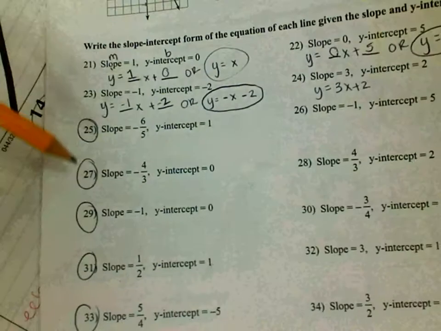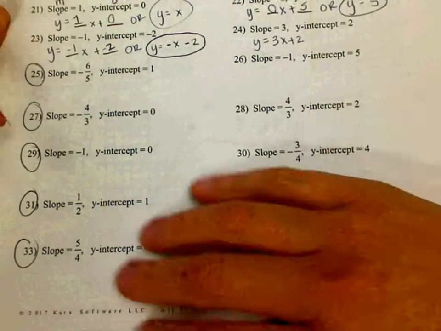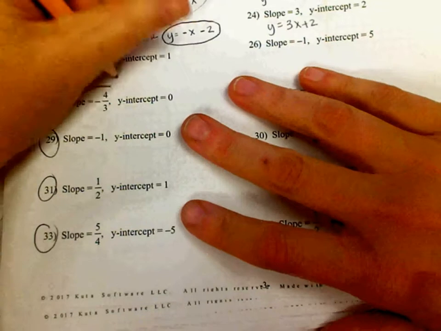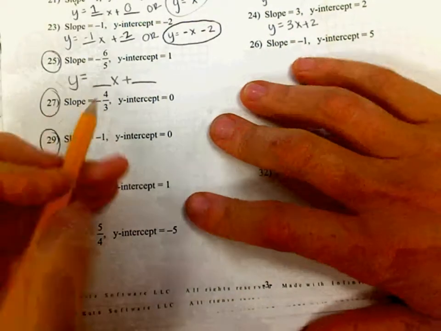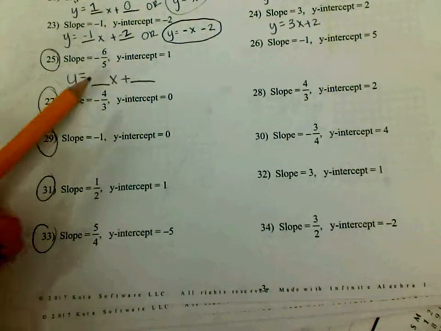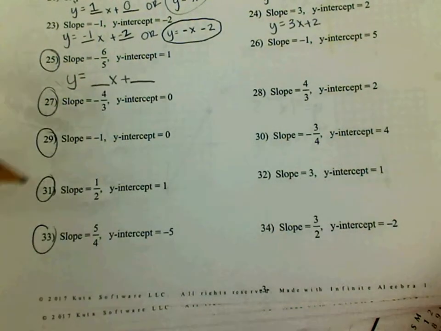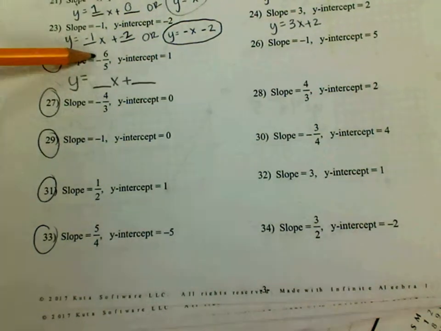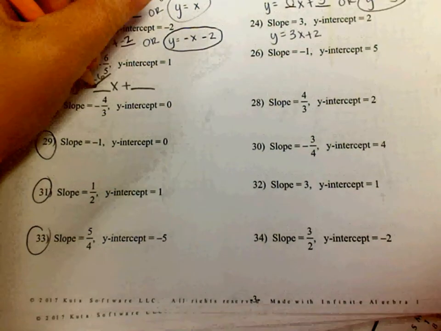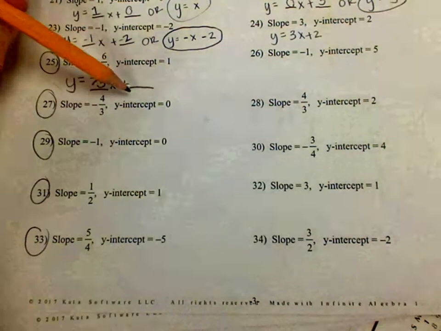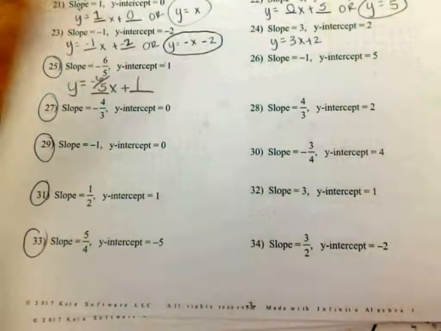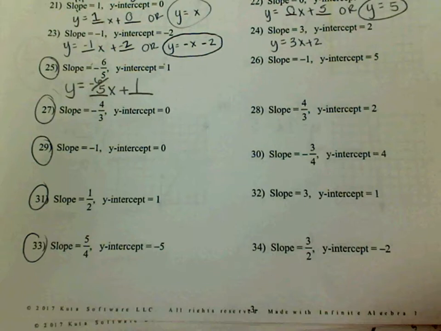Now they give us the slope and the y-intercept, and we're just going to fill in the blanks and write the equation. So y equals blank x plus blank. The spot that's connected to x, that's where the slope goes. So this fraction, negative 6 over 5, goes in the first blank. The second spot, that's where the y-intercept goes, at the end. This is a positive 1, so we just put plus 1. That's it. You just fill in the blanks.